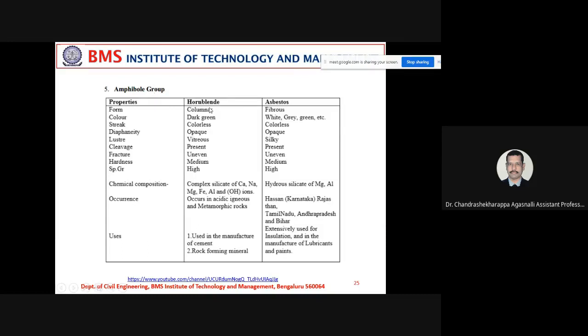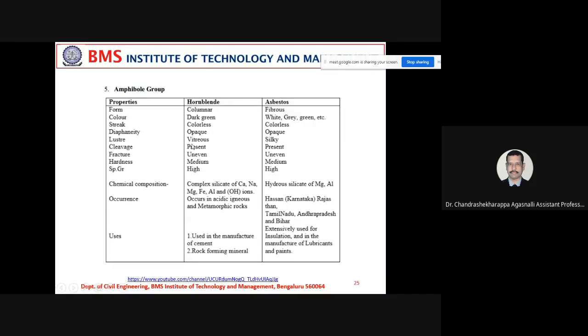So in hornblende, what are the properties? Form is columnar-like. Color is dark green. Streak is colorless. Diaphaneity is opaque, so light is not transmitted. Luster is vitreous. Cleavages are present. Some minerals have cleavages present with uneven fracture. That means during the mineralization, there is a lot of variation in the cleavages. Hardness is medium, specific gravity is high.